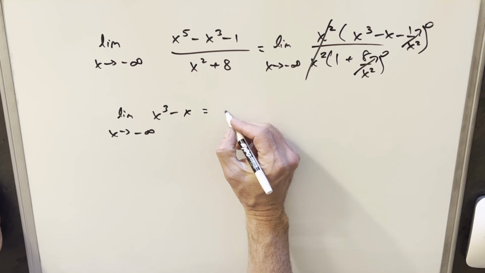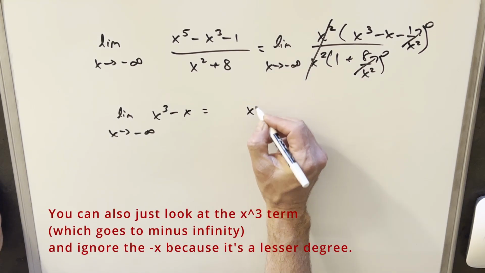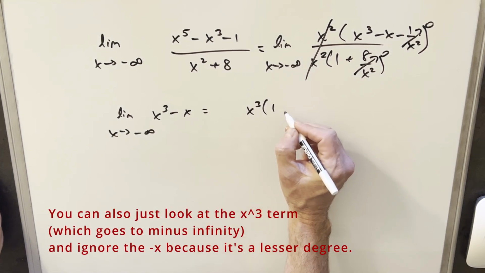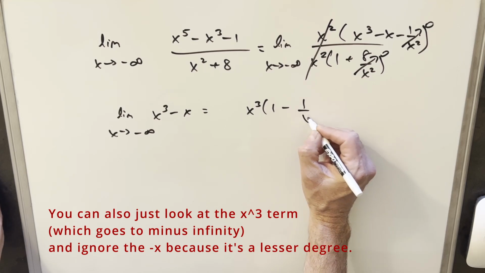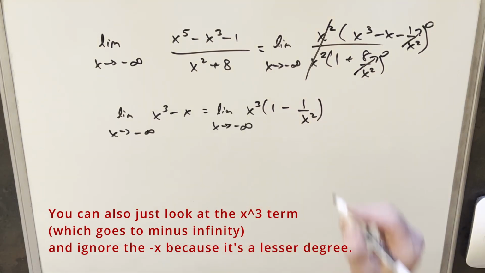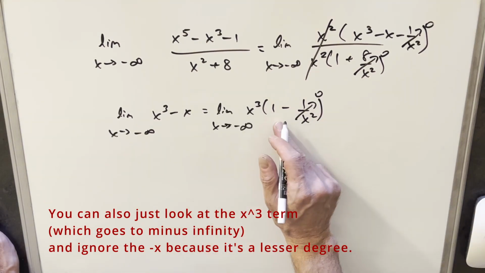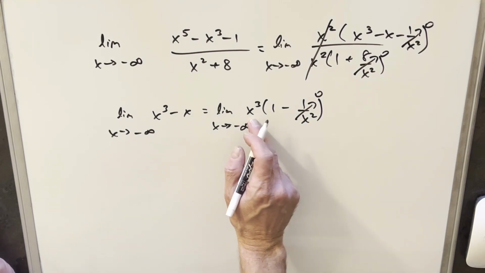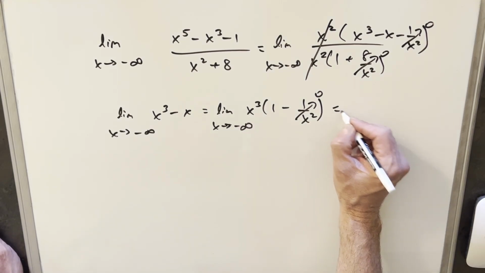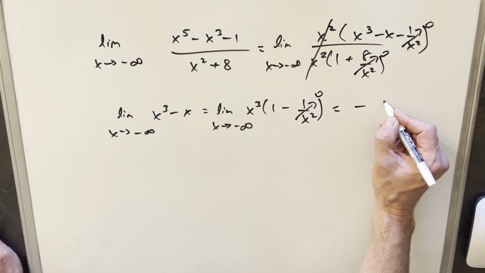But what I can do to be really sure about it, we can factor this again. So I'll factor out x cubed, and we'll end up with 1 minus 1 over x squared. But by doing that, this piece here is going to 0. We just have 1. Now we plug minus infinity in for x cubed. And then because of the odd power again, this is clearly going to minus infinity.